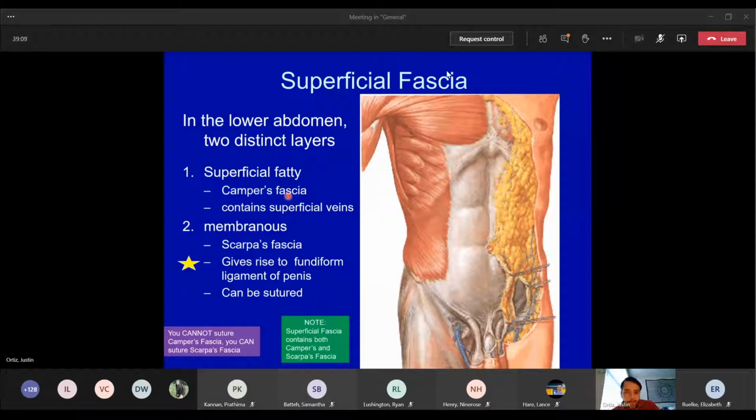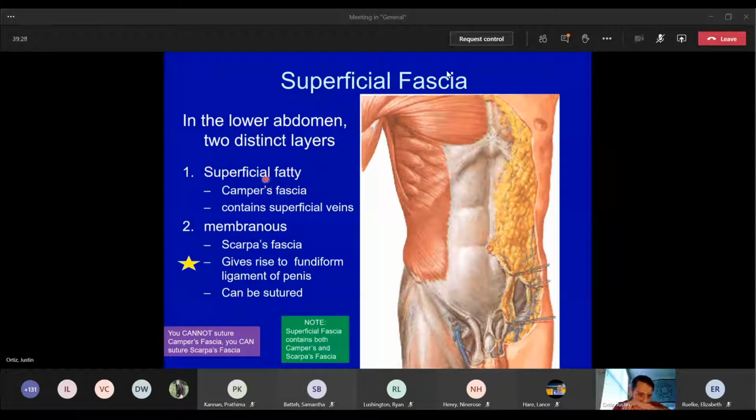So again, we have our superficial fascia. Whenever he says superficial fascia, it just means the Camper's fascia as well as the Scarpa's fascia. Sometimes in the PowerPoint he says the membranous superficial fascia. He's talking about Scarpa's fascia, right? Those are just going to be used interchangeably.